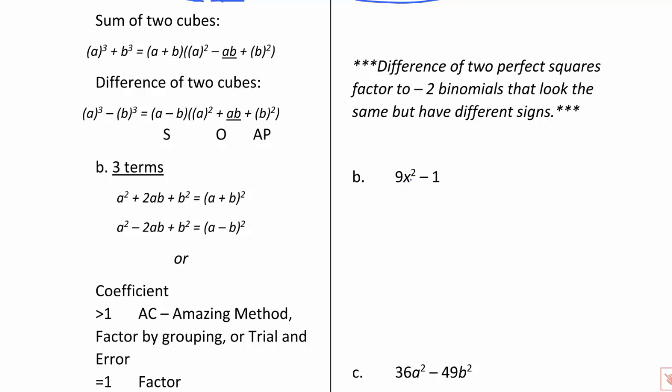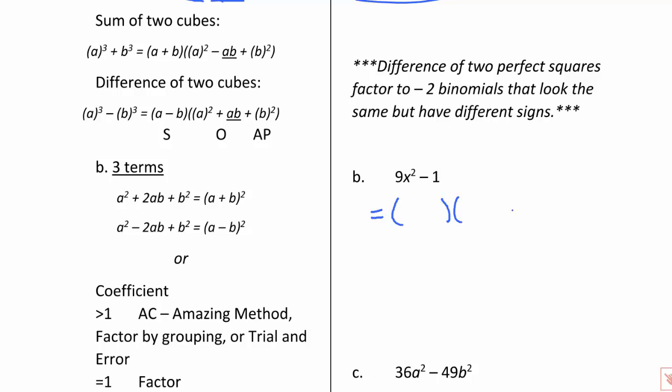Now look at b here. We have 9x squared minus 1. Again, there's no common factor, and this is still the difference of two squares, because 9 is a perfect square, x squared is a perfect square, and 1 is a perfect square. So I can factor this.